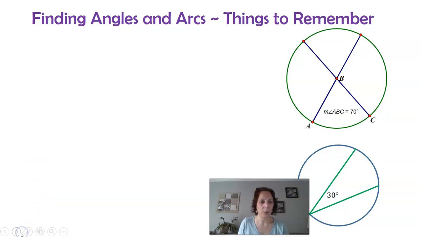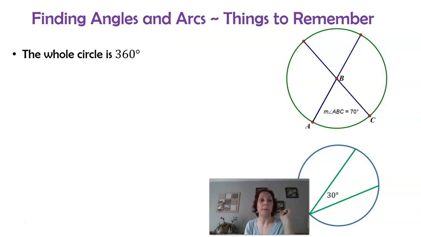Hello everybody, welcome back to our unit on circles where we are going to start checking out some problems with actual numbers using all the things that we know about angles and arcs in circles.